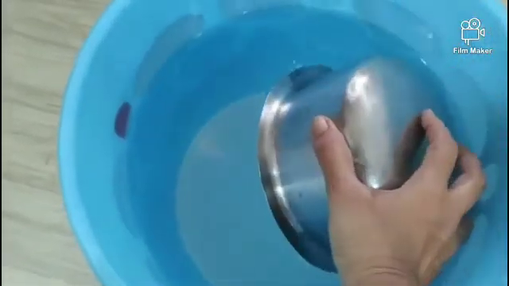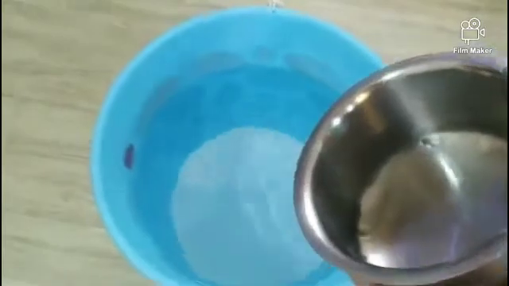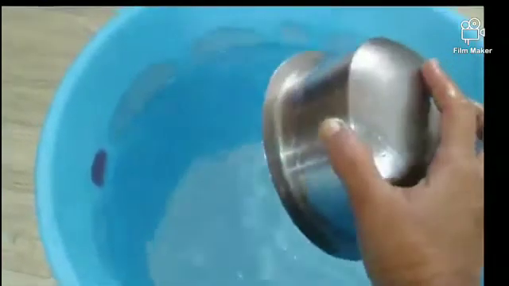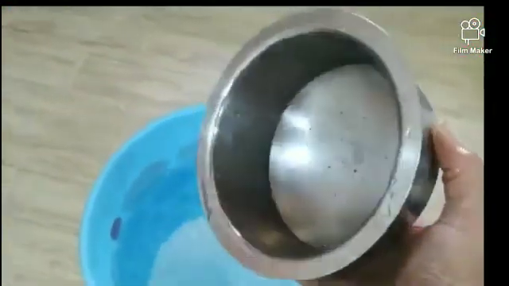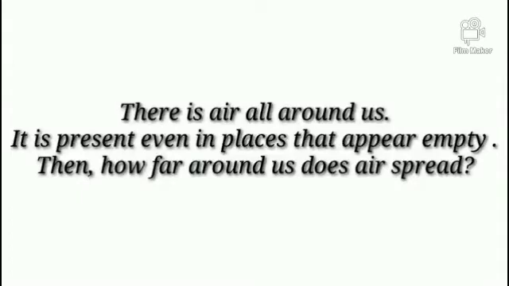What does this tell us? It tells us that air is lighter than water. So air bubbles rise to the top as soon as the container is tilted. It means that there was air even in the container that appeared to be empty. We have seen that there is air all around us. It is present even in places that appear to be empty. Then, how far around us does air spread?